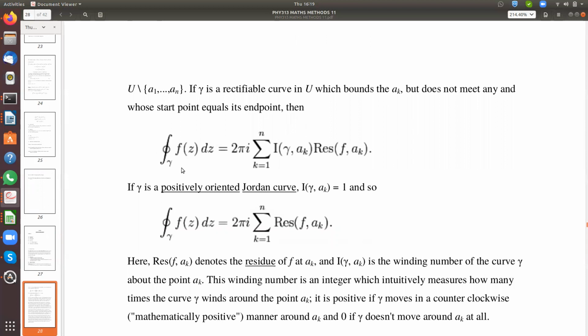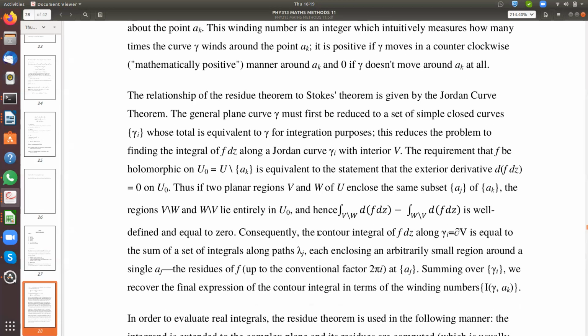So the integral on the closed curve of f of z dz is equal to this. This is an expression. We have the winding number I of this and the residue of this. So if gamma is a positively oriented Jordan curve, so I of this equals 1, and so the integral of f is equal to this, just only the residues. So the residue function. So these are the stories, but we need an expression here.